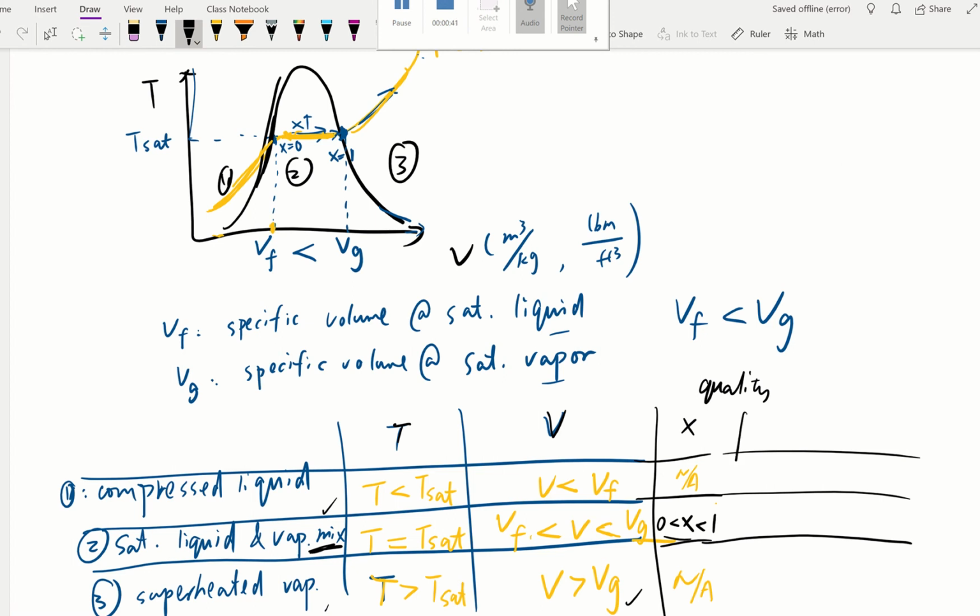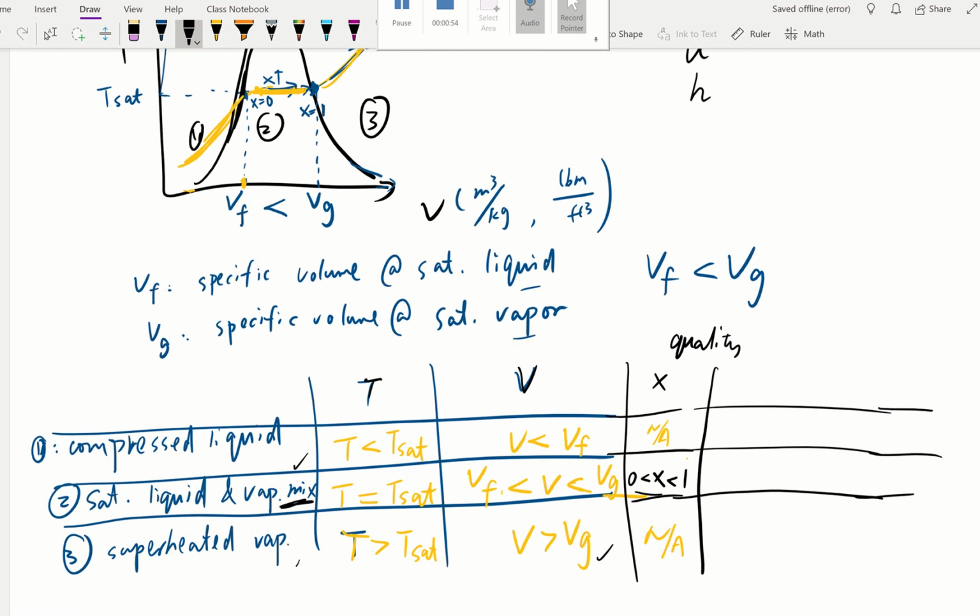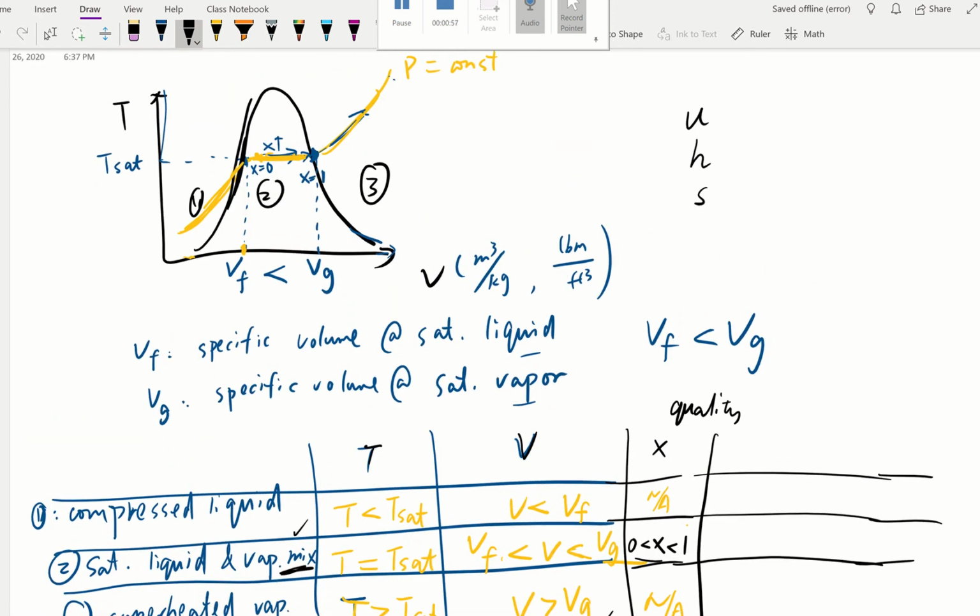However, we're going to add a little bit more to this list. So if we learn about internal energy, right? We're also going to use enthalpy, H, and we're also going to use entropy, S. So if we define Uf, we know what that is. That's going to be specific, which is an intensive property, right? Specific internal energy at what? Saturated liquid.